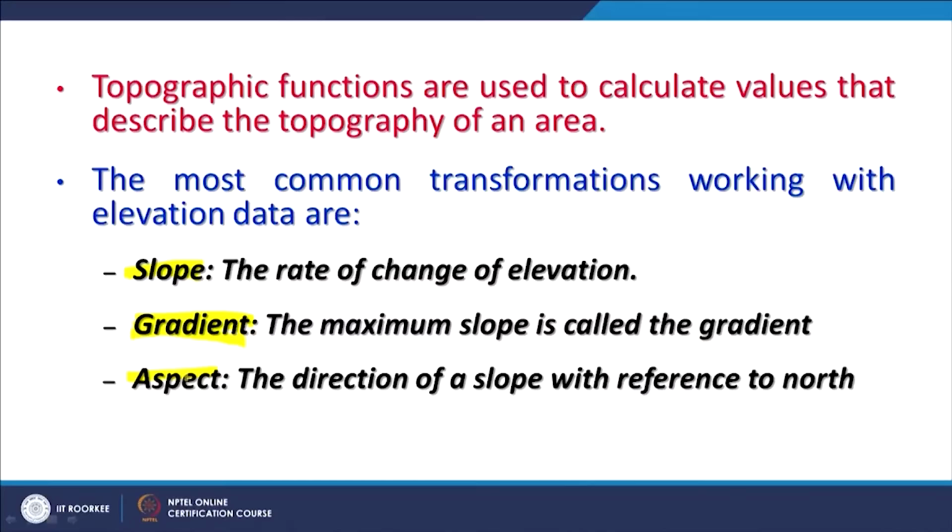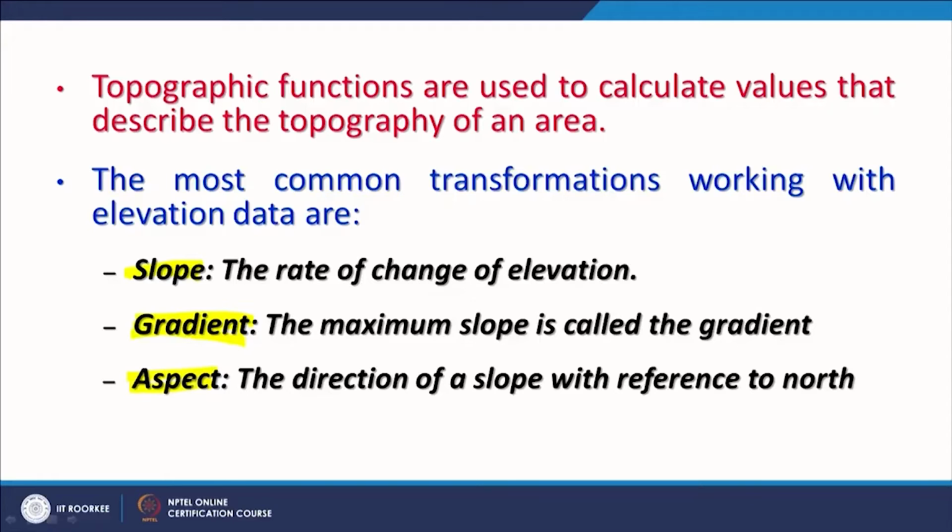And the third common derivative is the aspect, which is basically the direction of a slope with reference to north. So, if I am having, for example, a sloping surface, this will decide with the horizontal plane what the slope angle is, but what is the orientation of this sloping surface with reference to the north will be decided in this analysis, which is aspect.